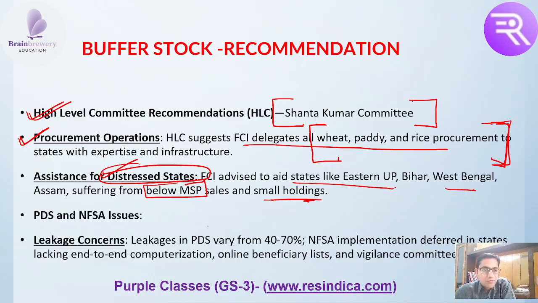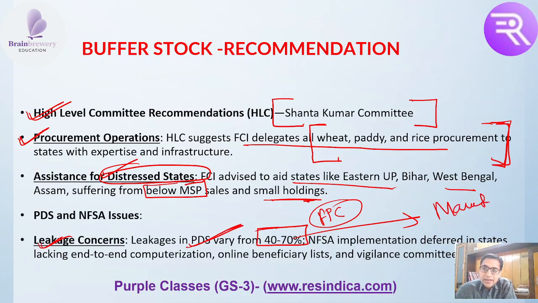Then PDS and national food security: there is a leakage concern. 40 to 70% leakages are happening from PDS shops, fair price shops, and they are getting diverted to the market, leading to the person who is really in need not getting the proper food. They are saying that the food is over, the grain is over, now come next week or next month. Actually, the allocation is being done properly. But because of these leakages and pilferages, in the fair price shop, the quantity is not being maintained.